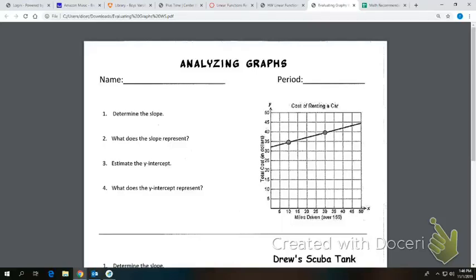Be on the quiz. Let's make sure we're okay with this. Here we go. Look at this graph. First thing, determine the slope. So be careful. The axes may not be all in increments of 1.